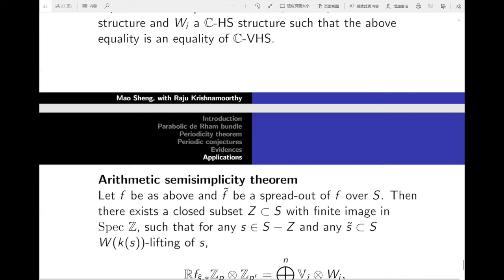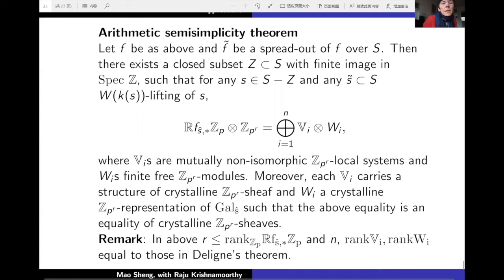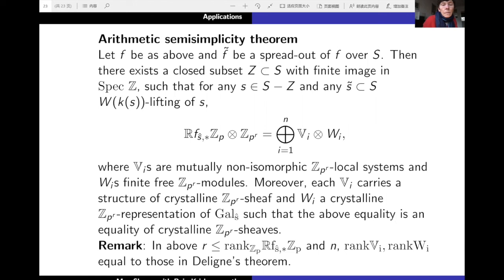You don't need to invert p here in the decomposition? No. No? No. Okay. Really? Okay.